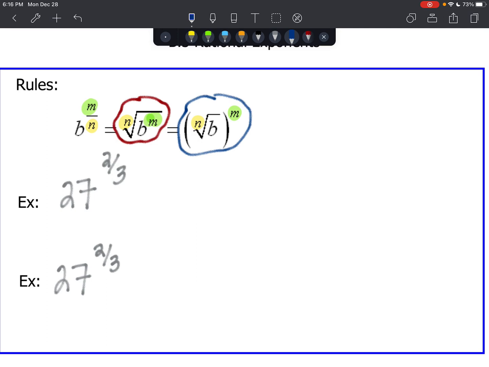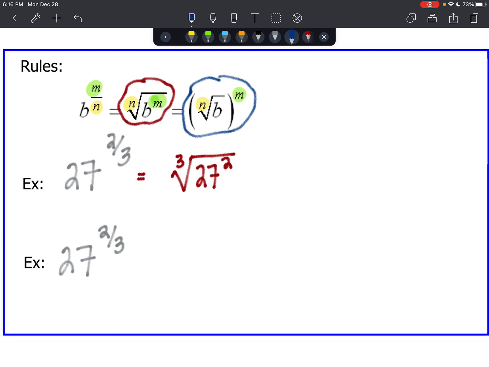Here we have 27 raised to the 2/3 power. I can rewrite this as the cubed root of 27 squared. And in this case, I would have to figure out what 27 times itself is, and then take the cubed root of that product. Or I can use the second part of the rule that says the cubed root of 27, and then square the result. And that's typically what we're going to do with these rational exponents, especially when we have numerical bases.